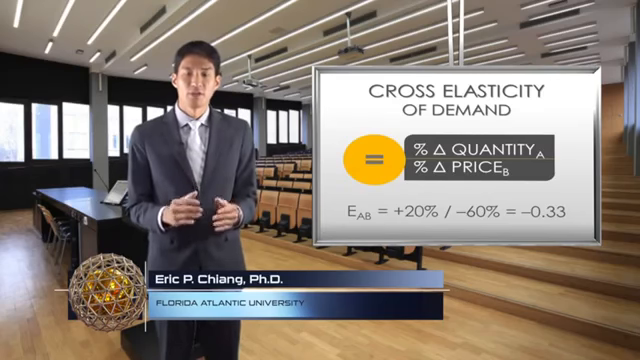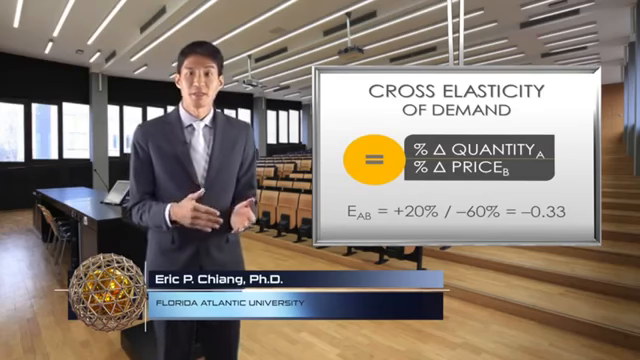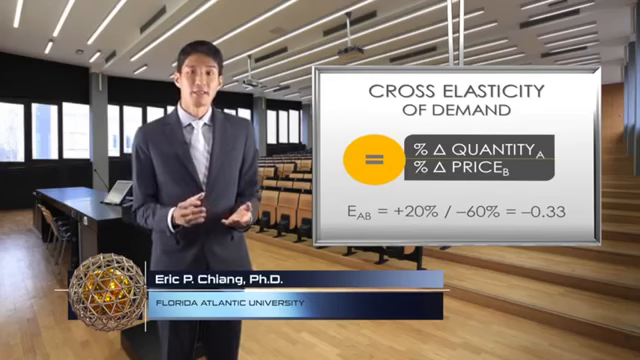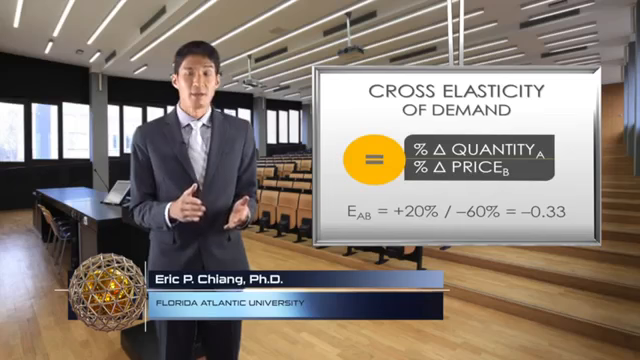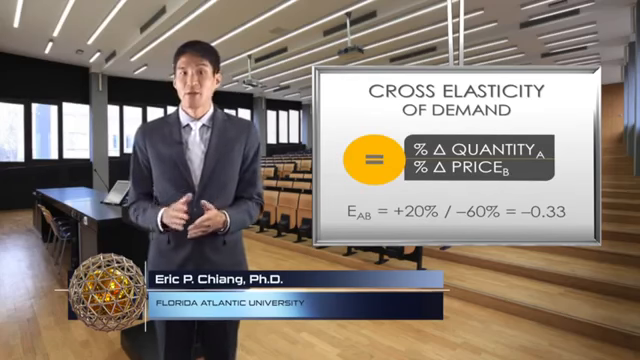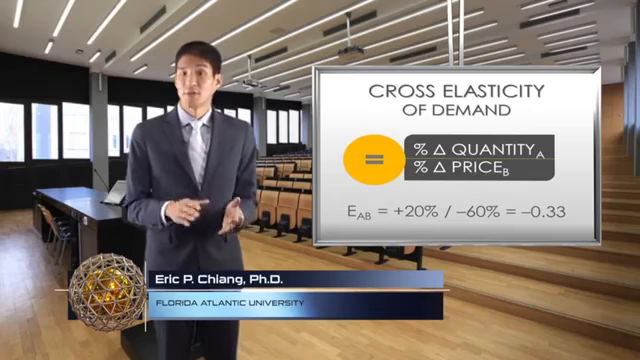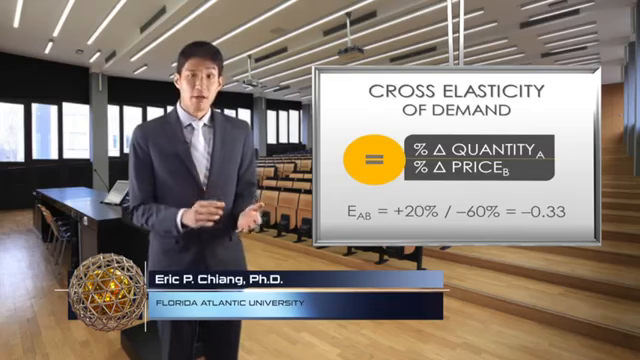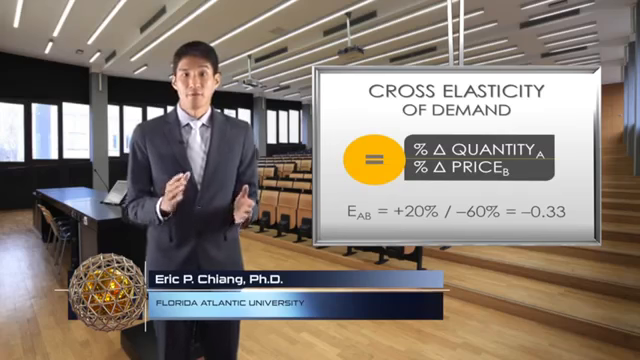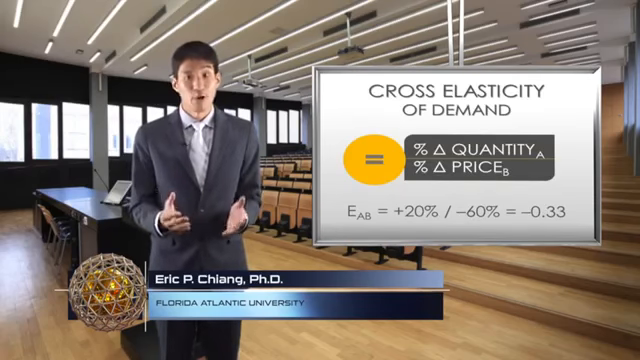Suppose that a store sells 20% more printers because it lowered the price of paper by 60%. In this case, the cross-elasticity of demand is 20% divided by negative 60%, which equals negative 0.33. But be careful. Unlike the price elasticity of demand, the sign for cross-elasticity of demand is very important.